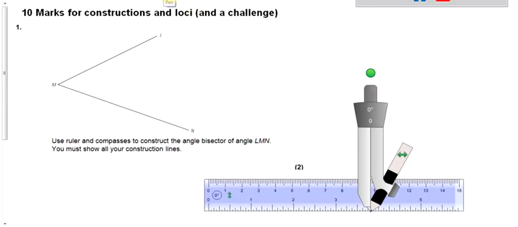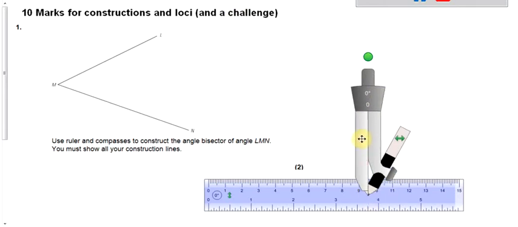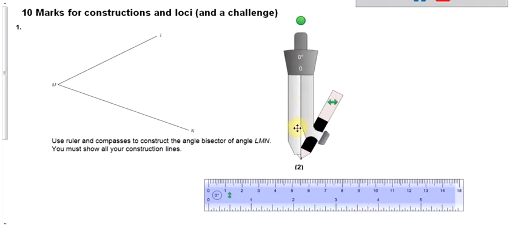Welcome to the answers to the constructions and loci problems. Hopefully you've had a go at these. You will have needed to use compass and ruler. As you see, I've got them handy here. So first of all, we are going to construct an angle bisector.